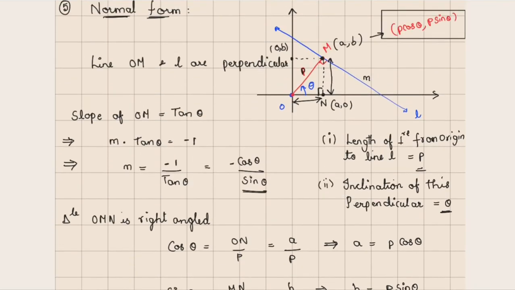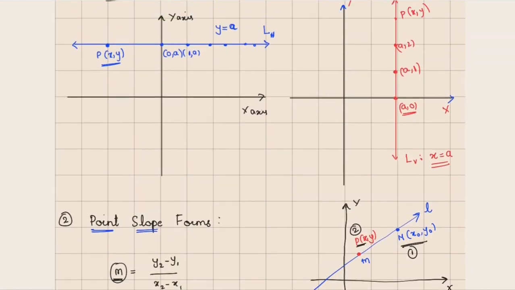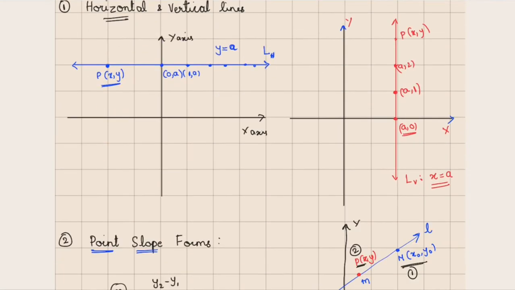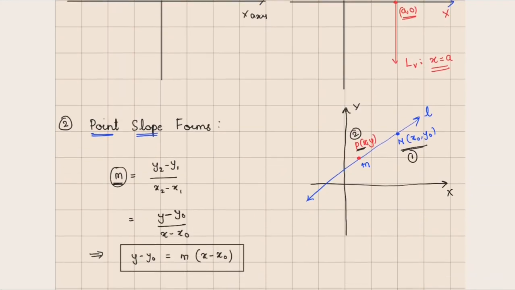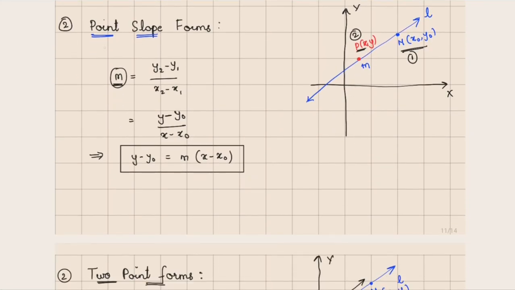So we have discussed 5 forms. Let's see them in a fast manner. First thing is horizontal and vertical lines. Horizontal line looks as y equal to constant, and vertical line looks as x equal to constant. The second thing we have seen is point slope form. When a point on the line (x naught, y naught) and a slope m is given, the equation of the line L which we got is y minus y naught equal to m into x minus x naught.